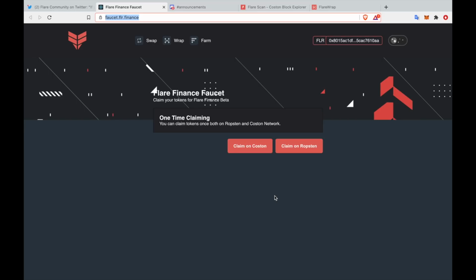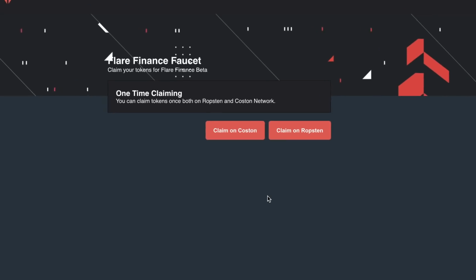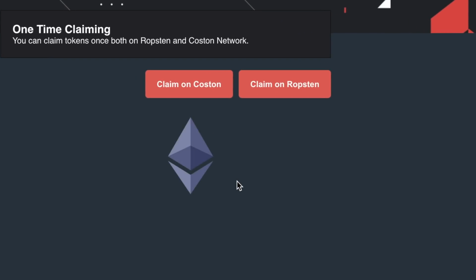The difference between the Coston and Ropsten networks is that the Coston network is imitating Ethereum's network, while the Ropsten network is imitating the Flare network. We'll get into that in a second.